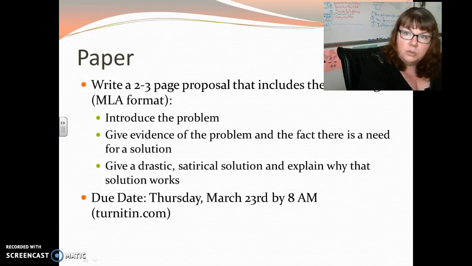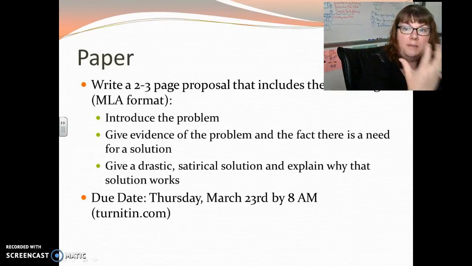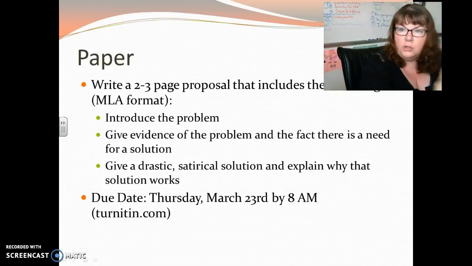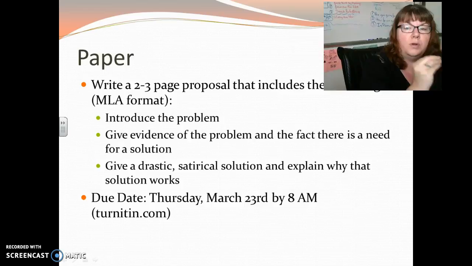You're going to start with the introduction to the problem. What is the problem? What's the logicalness about this? Maybe find a survey, a statistic, some information about the problem. And then you're going to go into evidence. Just like he did, firstly, secondly, thirdly, fourthly, list some problems, do some induction in there: why is there a need for it, what evidence is there of this problem, what's it going to fix, and how is it going to fix it. Then you need to come around and do a drastic satirical solution.